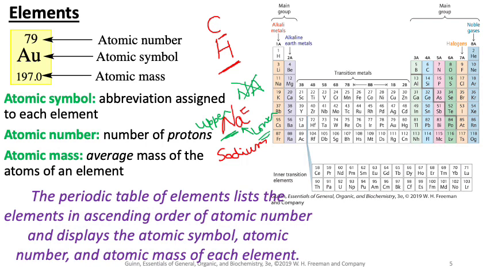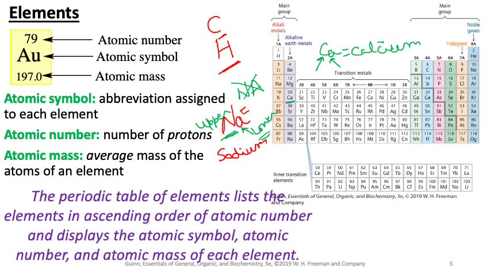Here's one more example. If you see Ca, what is Ca? The first letter is a capital or uppercase letter. The second letter is a lowercase letter. So this is calcium.